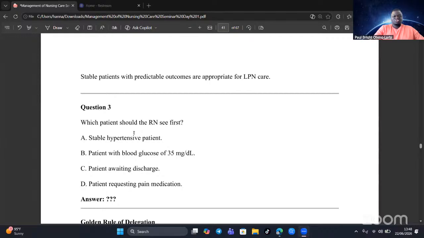Next question, which patient should the RN see first? Who will answer for us? This is priority. You have delegated all these patients to yourself. A patient with a blood glucose of 35 milligrams per deciliter, a stable hypertensive patient, a patient awaiting discharge, a patient requesting pain meds. Okay, so you go for your blue.